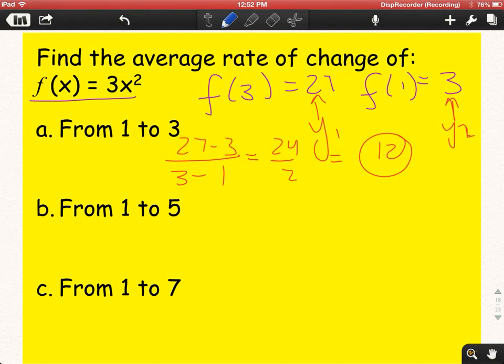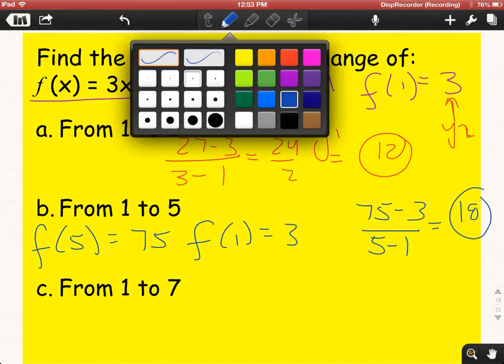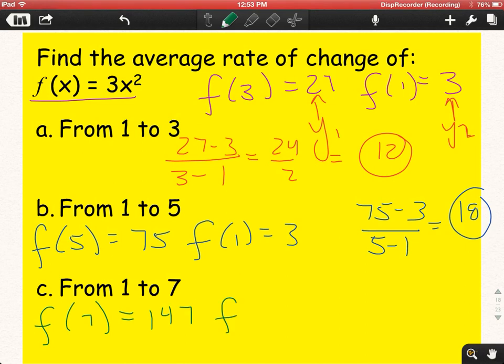Let's do the next one. So f of 5 is going to be 75, and f of 1 is still going to be 3. So the rate of change is the y values, 75 minus 3, over the x values, 5 minus 1. So that's 72 over 4, and that's 18. And then from 1 to 7, so let's do f of 7, that's going to be 49 times 3, that's going to be 147. F of 1 we know is still 3, so that's going to be 144 divided by 6, which is 24. That's it.